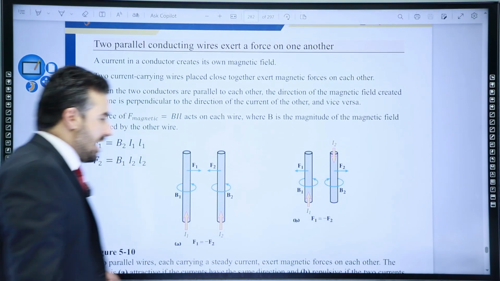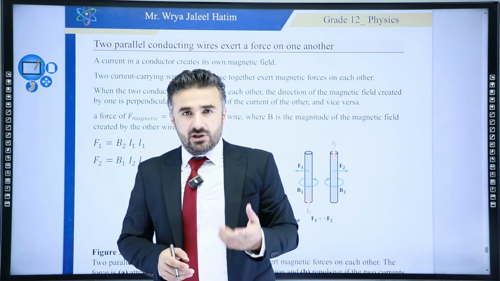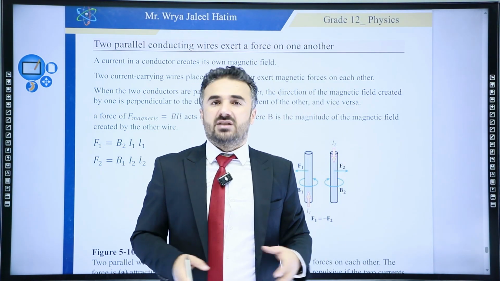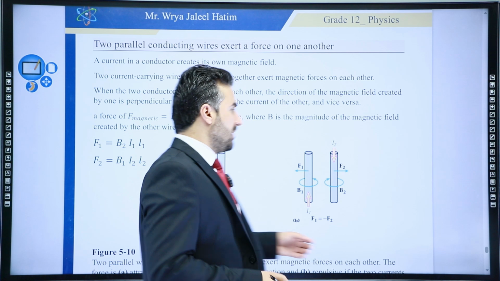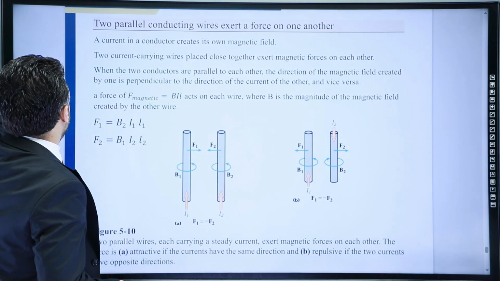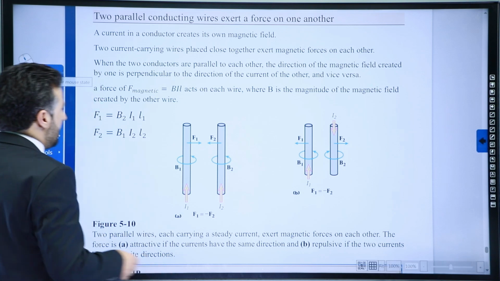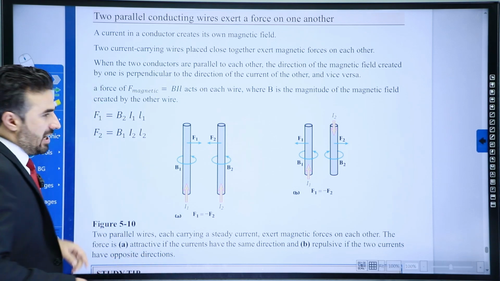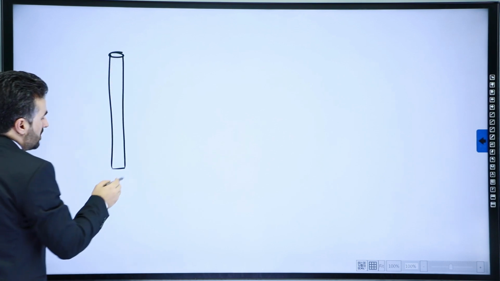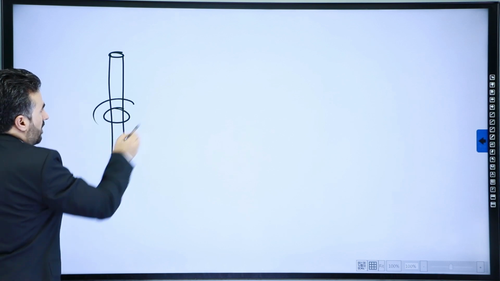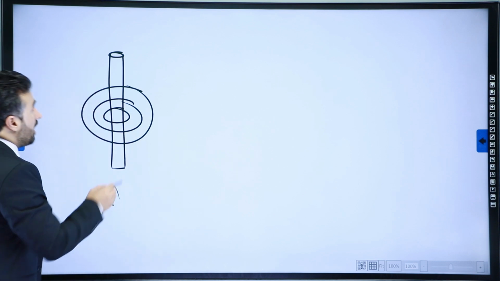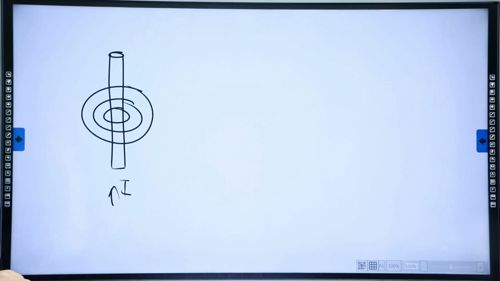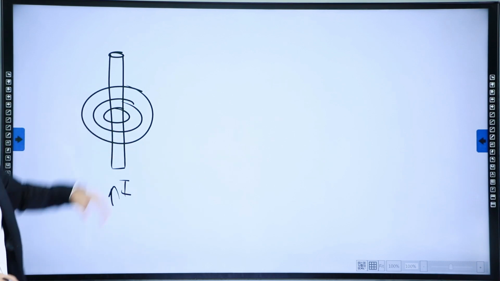One more thing. We did talk about a wire inside a magnetic field that experiences a magnetic force. What happens when we have two wires? Previously, we talked about this: when we have a wire that carries a current, there will be a magnetic field around this wire. Let's say the current is upward. If that is the case, what will be the direction of this magnetic field around this wire?